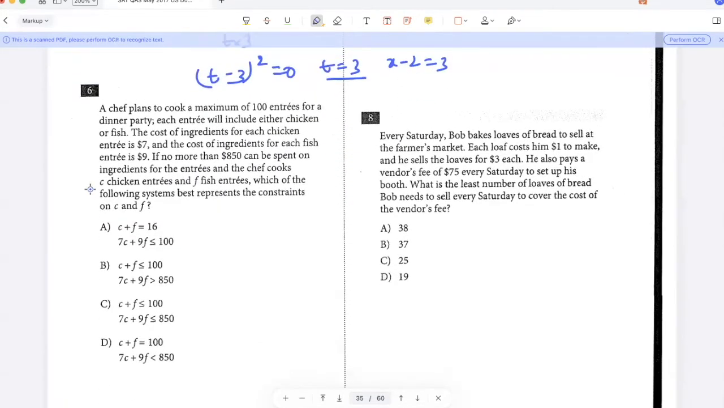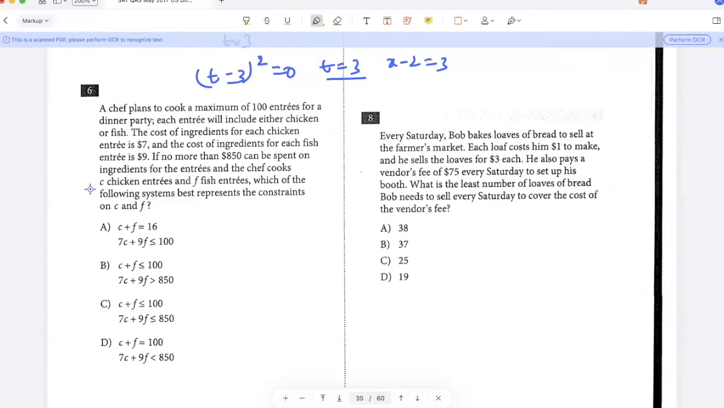A chef plans to cook a maximum of 100 entrees for a dinner party. Each entree will include either chicken or fish. The cost of ingredients for each chicken entree is $7, and the cost of ingredients for each fish entree is $9. If no more than $850 can be spent on ingredients for the entrees, and the chef cooks C chicken entrees and F fish entrees, which of the following best represents the constraints on C and F?